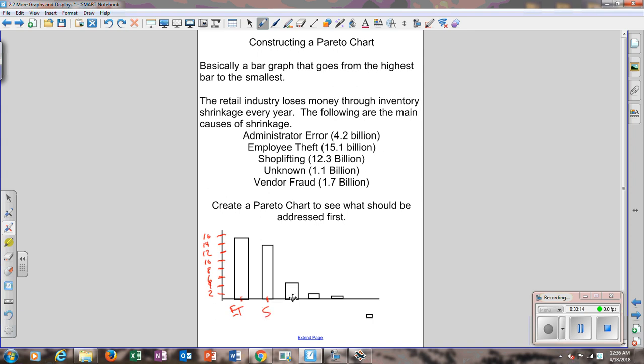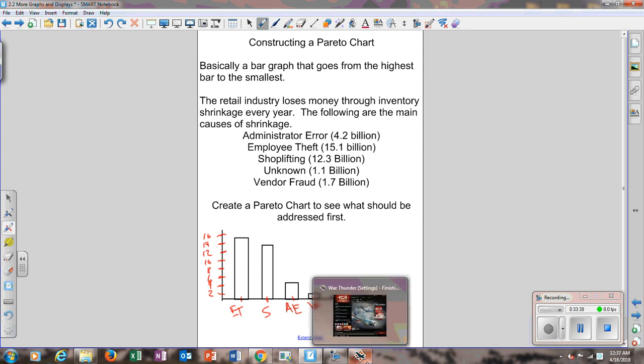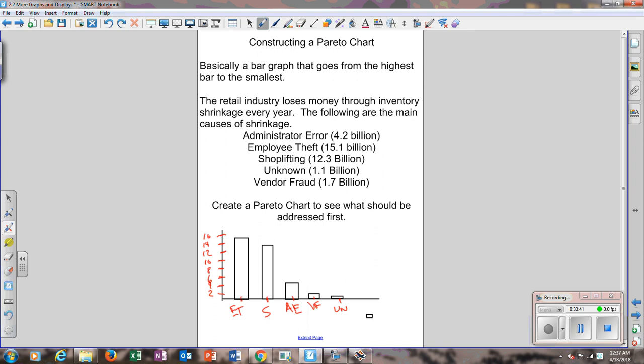So shoplifting, administrator error, that's your boss doing the wrong thing. Vendor fraud, that's when they say they brought 2 boxes of chicken nuggets, but they only brought 1. They took the other box home. And then the last one was unknown. It's pretty easy.